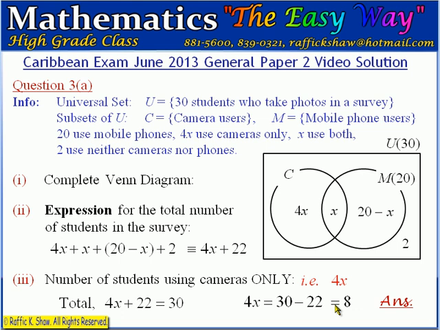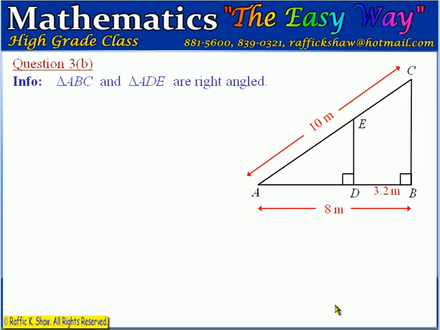Let's move down now to question 3b. Question 3b gives us these two right-angled triangles: this larger triangle ABC, that's a right angle right here, and this smaller triangle right here, ADE, and also that's a right angle right here.